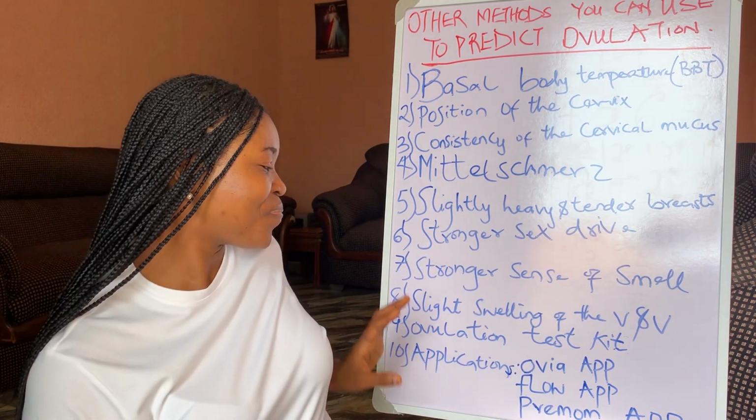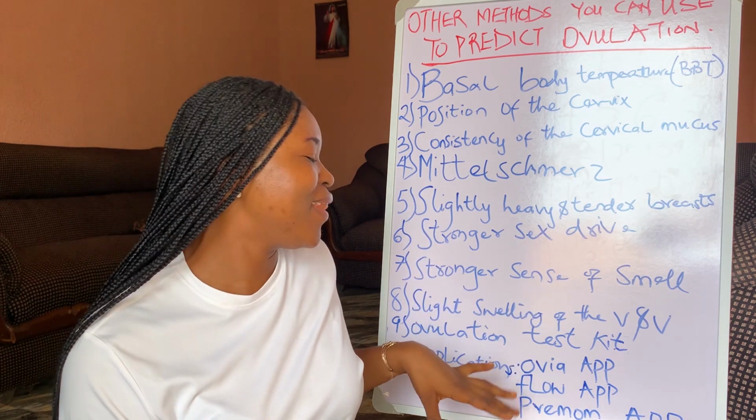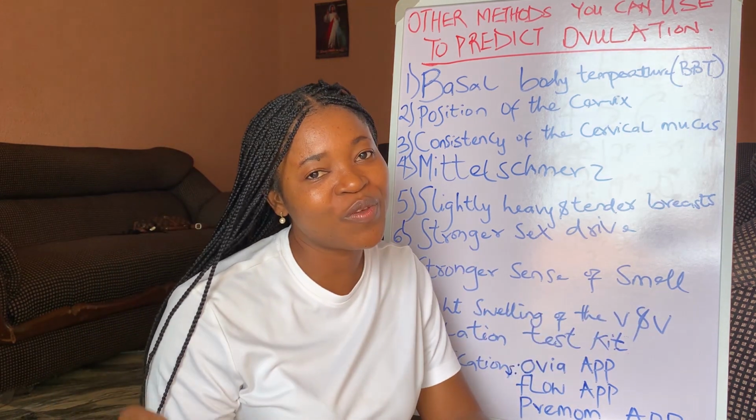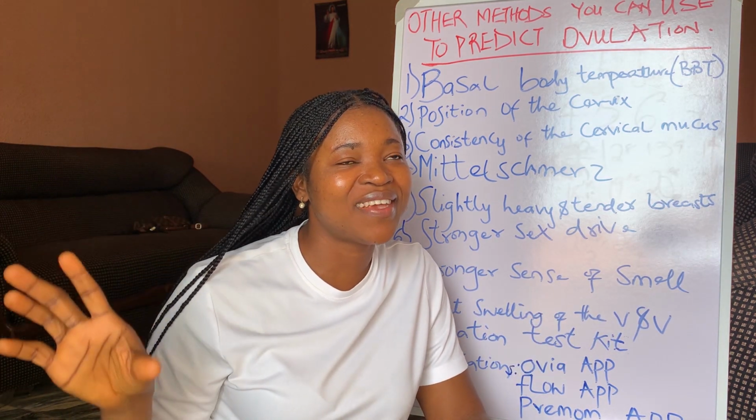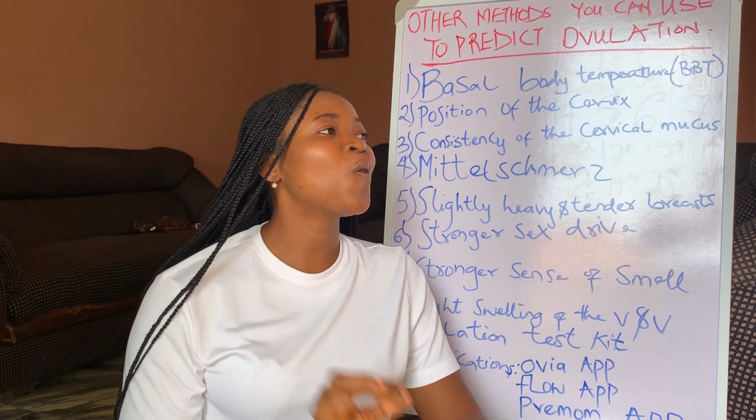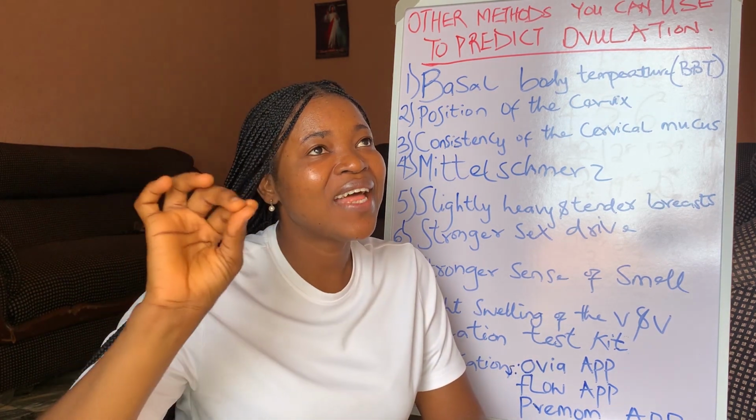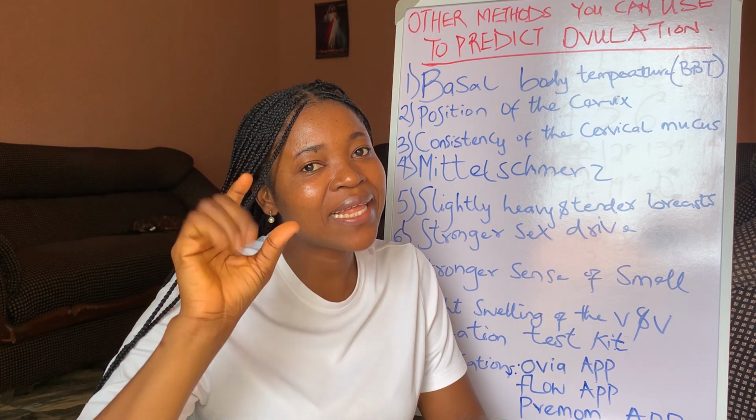Okay, so now the eighth one is the slight swelling of the V and V. When I say V and V, I mean the vagina and the vulva. So when you're ovulating, you find out that the vagina and the vulva becomes slightly swollen.